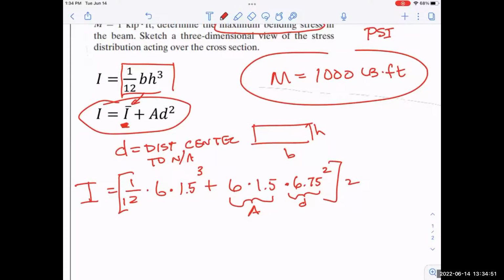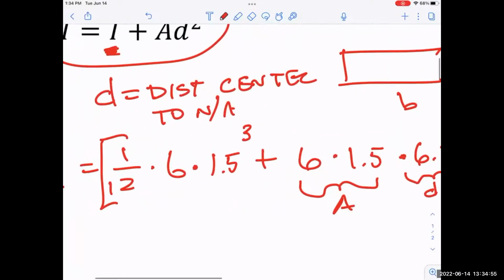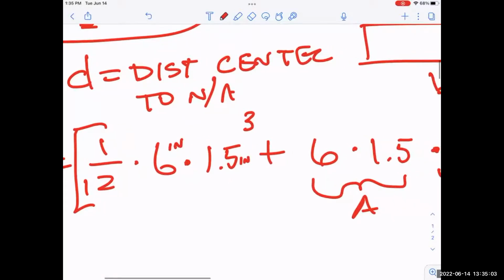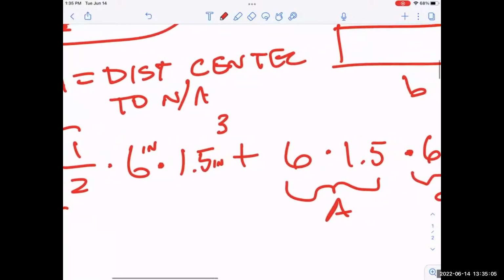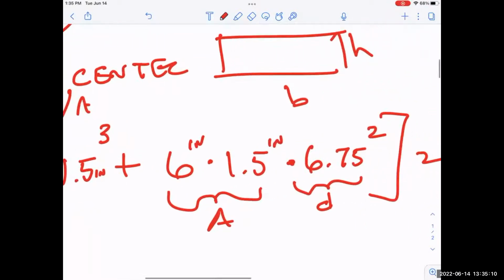And I'm being a little lazy here, but notice all of these measurements are in inches. But take a look at the units of this. 6 inches, 1.5 inches cubed. What's inches times inches cubed? Yeah, inches to the fourth. And notice over here, this is inches times inches squared. That's also inches to the fourth. And so the unit for I is inches to the fourth. It's just weird. Again, we've seen that a little bit, but not formally.